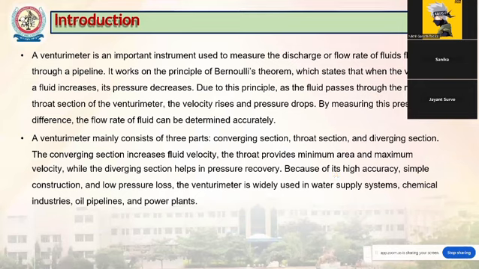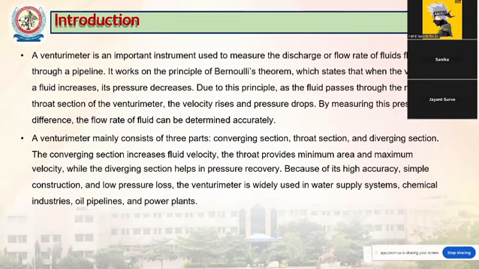Venturimeter is an important instrument used to measure the discharge or flow rate of fluids flowing through a pipeline. It works on the principle of Bernoulli's theorem, which states that when the velocity of fluid increases, its pressure decreases. As the fluid passes through the narrow throat section of the venturimeter, the velocity rises and pressure drops.